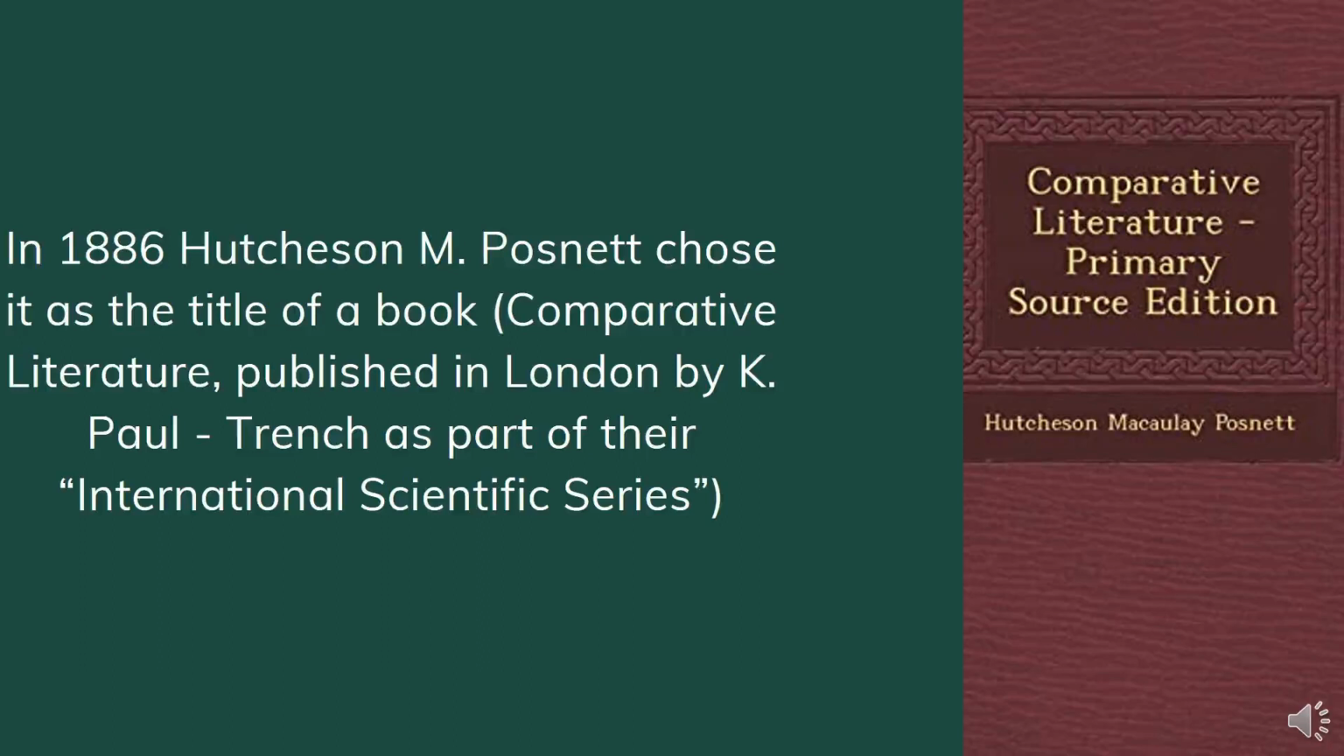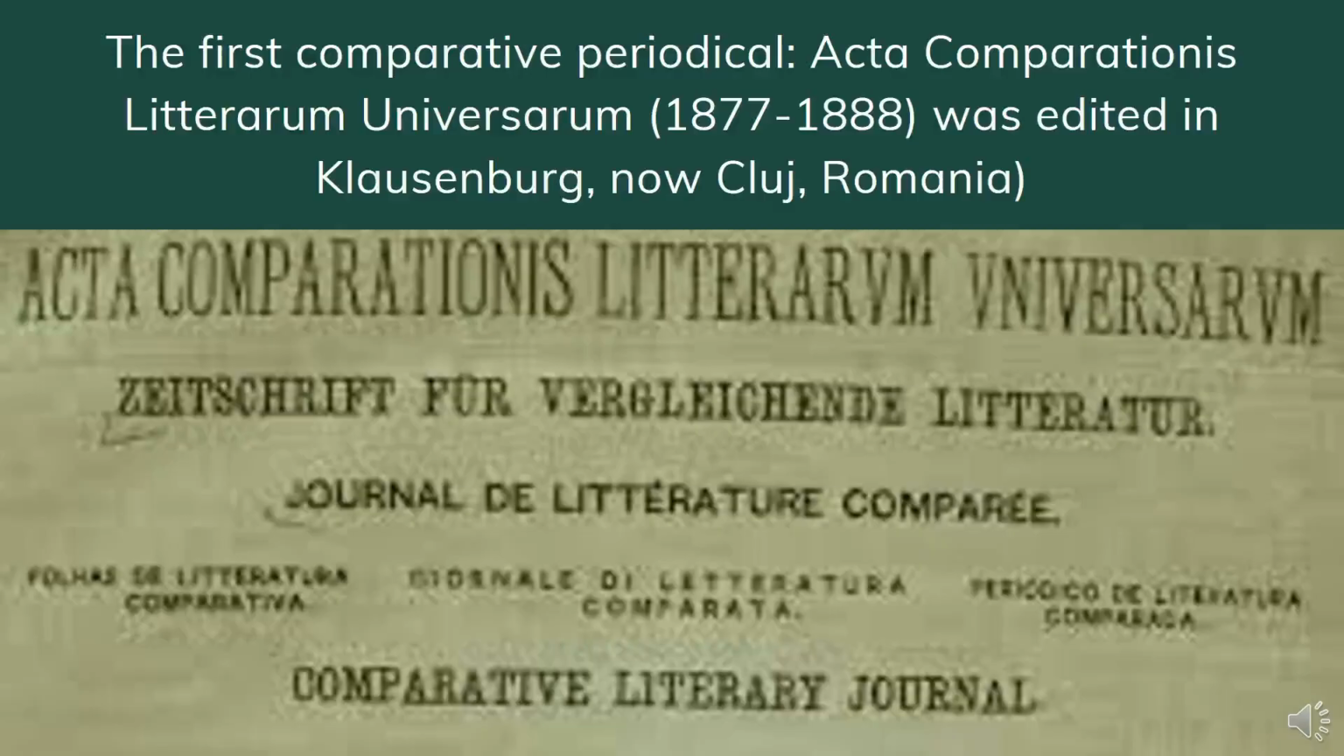If you Google it, you will find a number of worthy pieces of writing under that International Scientific Series. And then there came a periodical dedicated to comparative literature. The first comparative periodical was Acta Comparationis Litterarum Universarum, edited in Klausenburg, now Cluj, Romania. It was published from 1877 to 1888, a time when comparative literature had been established as a separate, individual discipline.